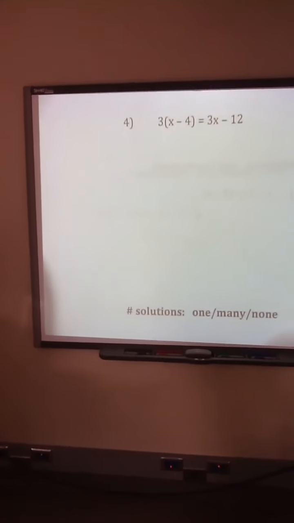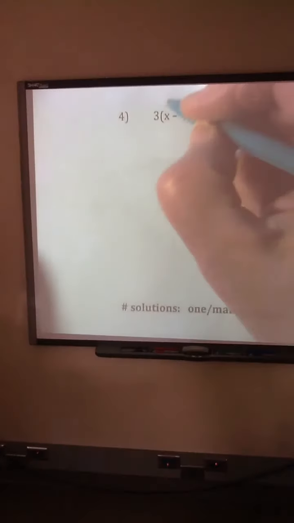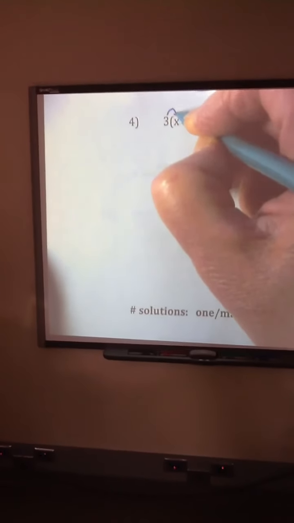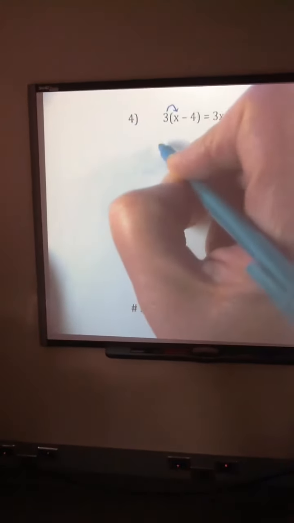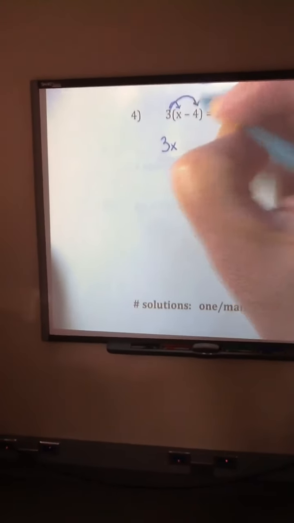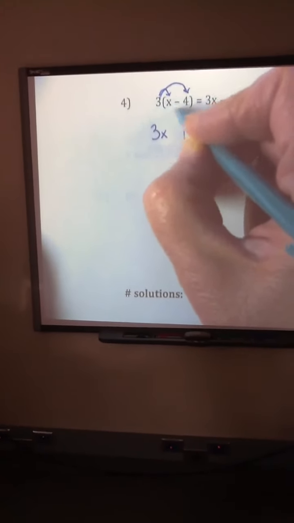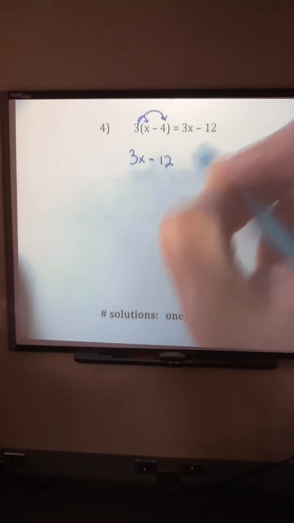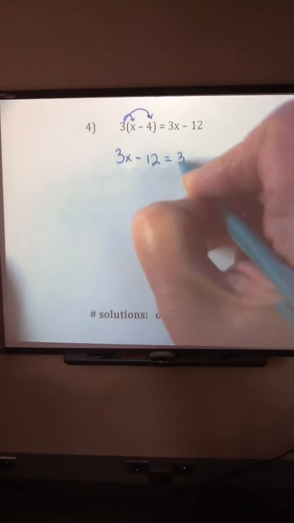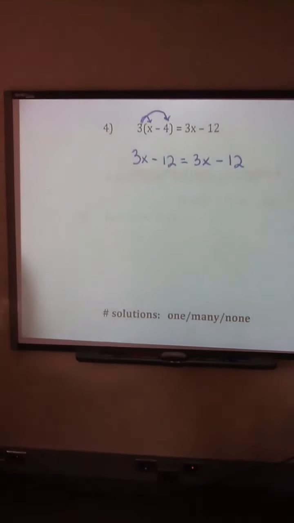The next problem that we're going to take a look at has a distributive property in it, so we would start by distributing the 3. 3 times x would be 3x. 3 times 4 would be 12. Because there's a subtraction sign here, we put a subtraction sign there. And we leave our right-hand side as it is.